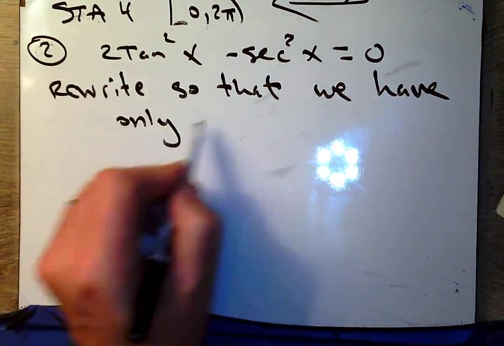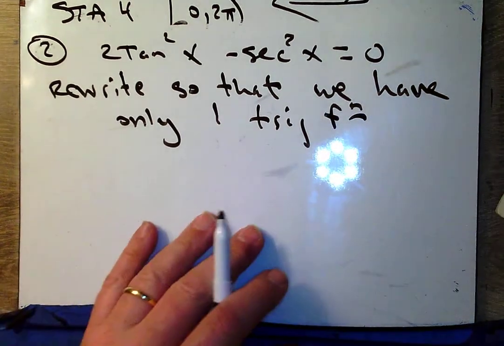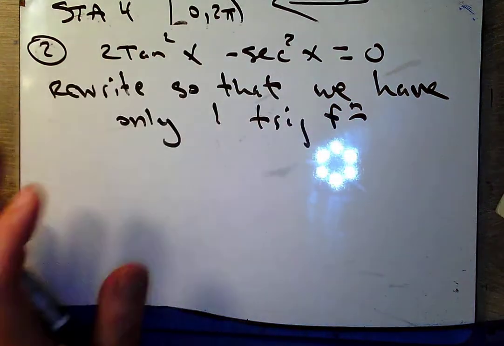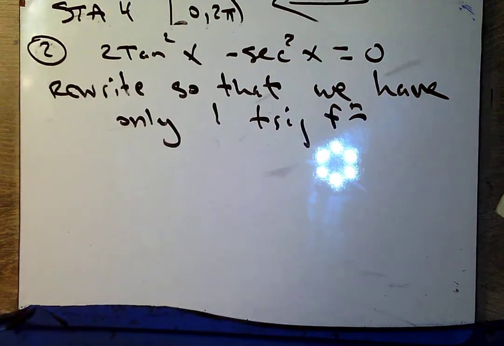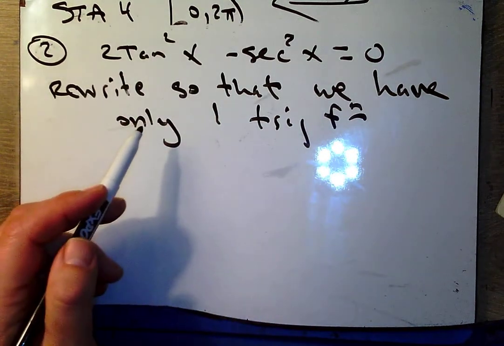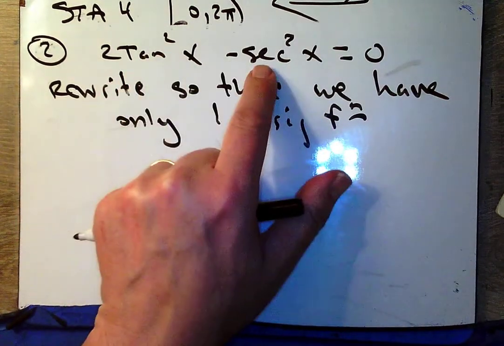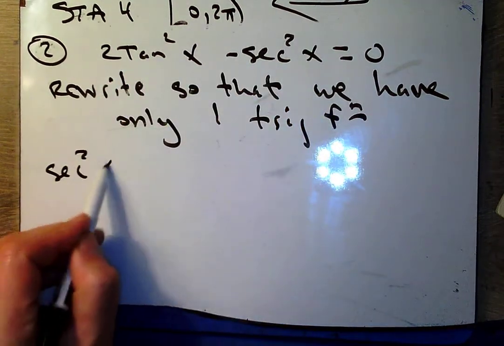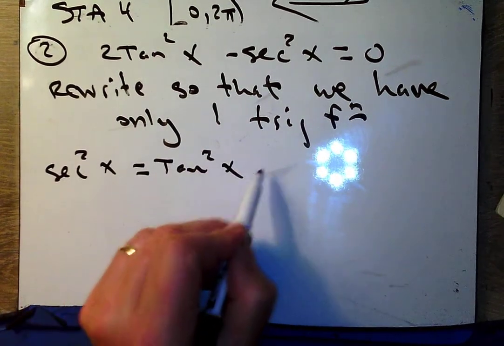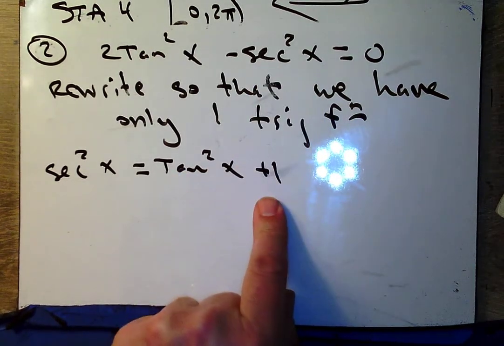only one trig function. And it doesn't matter if you get rid of tangent squared, it doesn't matter if you get rid of secant squared, you should end up with the same answers. How about this? If I remember, I'll go back and do it both ways for you. Let's start with getting everything in terms of tangent, because I know that, and this is from my Pythagorean identities, secant squared is tangent squared plus 1. So I can replace this with tangent squared plus 1.